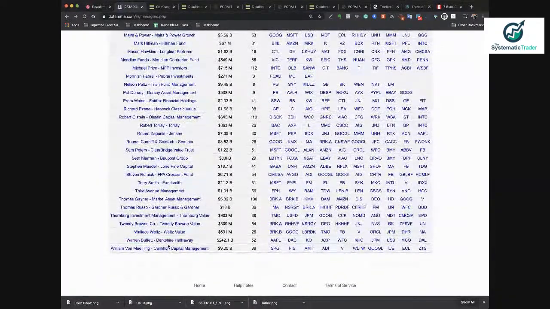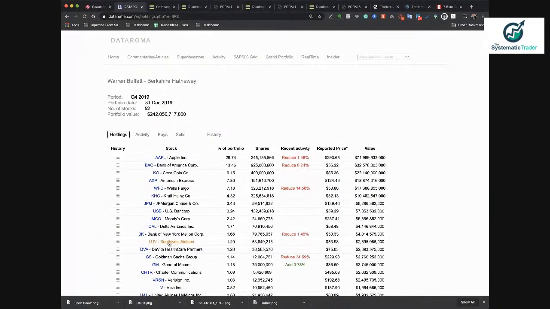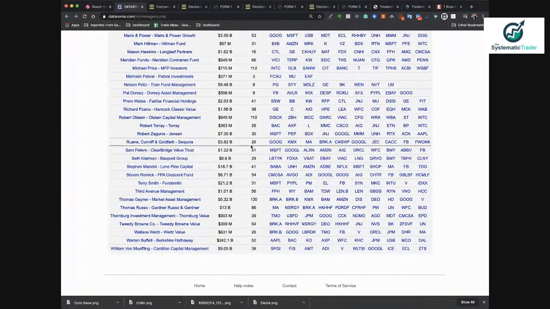You can also go and see Warren Buffett, not doing so well right now. And this is his shareholding. What are his major shares? The majority of his portfolio, almost 30%, is in Apple, Bank of America, Coca-Cola, Amazon, American Express, Wells Fargo. These are his biggest holdings of shares. His portfolio is 242 billion. Donald Trump cannot. Donald Trump is not a super investor.